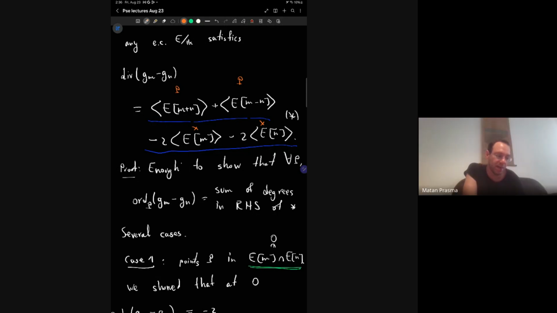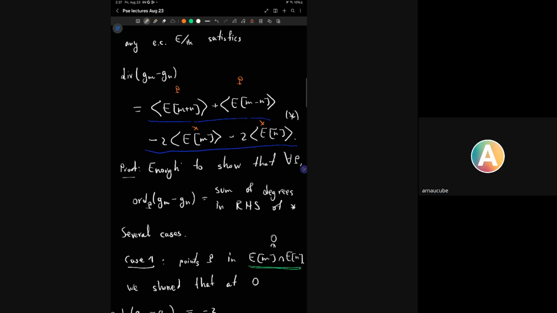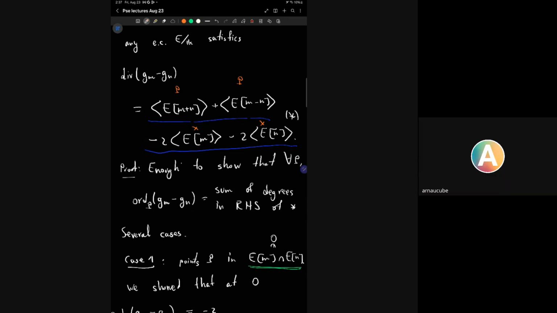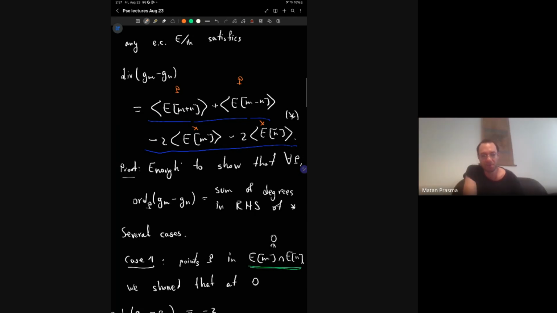You divide it into subcases. In the third subcase, the points are in both E_{m+n} and E_{m-n}, so the coefficient should be 1 plus 1, so 2. We need to show that the order of G_m minus G_n at these points is 2. But if the point belongs to E_{m+n} but doesn't belong to E_{m-n}, then we need to show that the order is 1. And if it's in E_{m-n} but not in E_{m+n}, it's symmetric. Good, this covers all the three subcases.